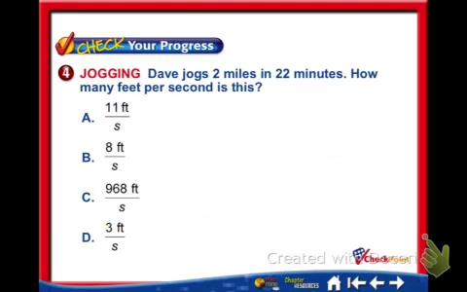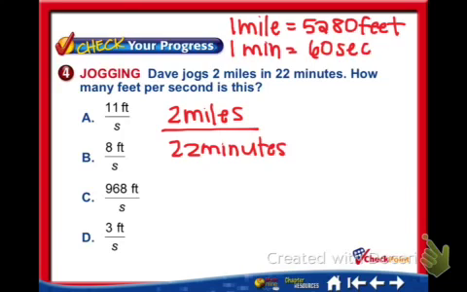Dave jogs 2 miles in 2 minutes. How many feet per second is this? I'll set up my ratio as 2 miles over 2 minutes. I can ask myself, how many feet are in 1 mile? Well, that's 5,280 feet. 5,280 feet times 2 miles is 10,560.